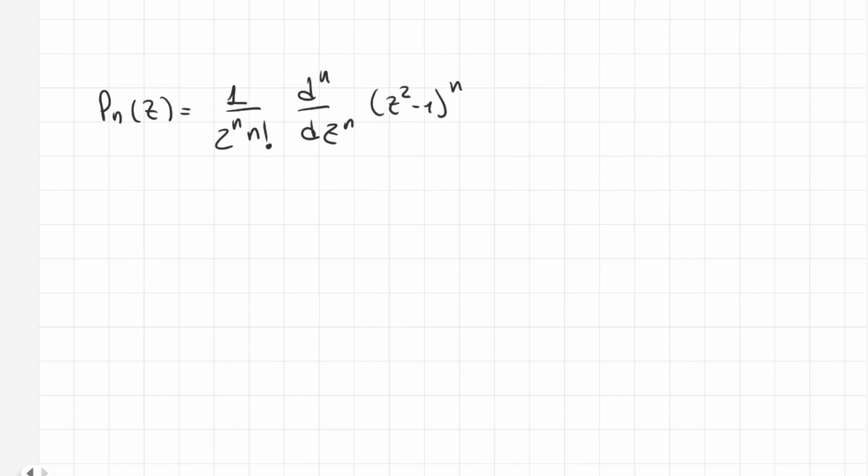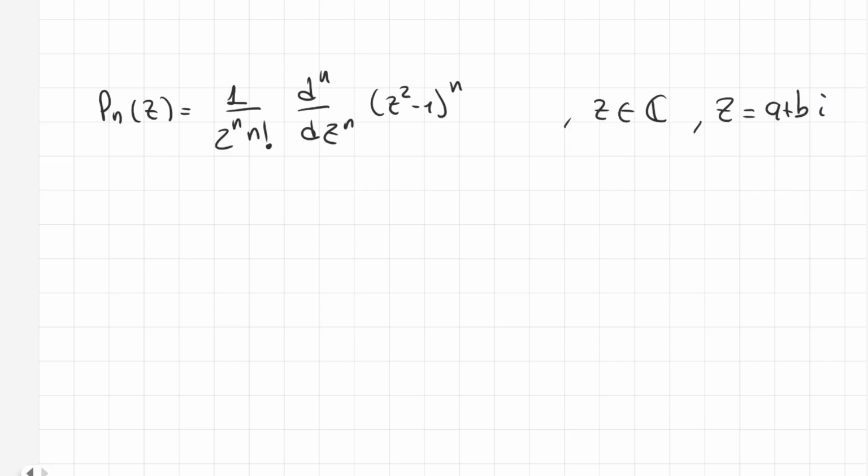Okay, so we are going to remember that the definition of the n-order Legendre Polynomial is P_n(z) equals 1 divided by 2^n n!, and then we are going to take the n-th derivative with respect to z of (z^2 - 1)^n. And I'm using z because in this video we are going to think that z is a complex number of the form a + bi.